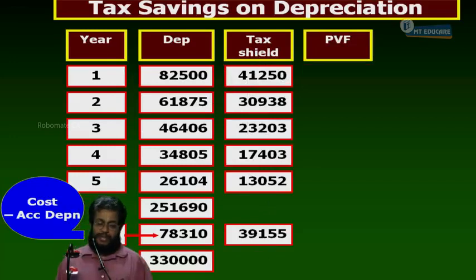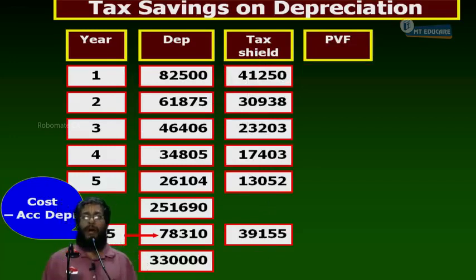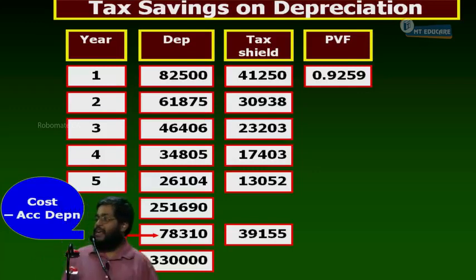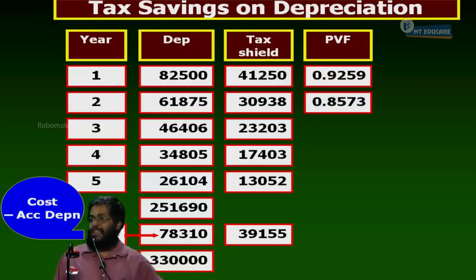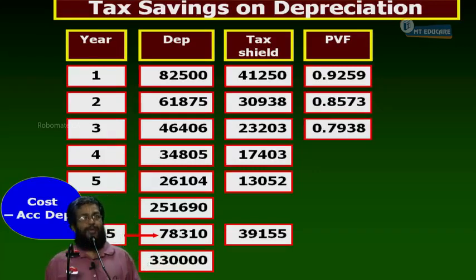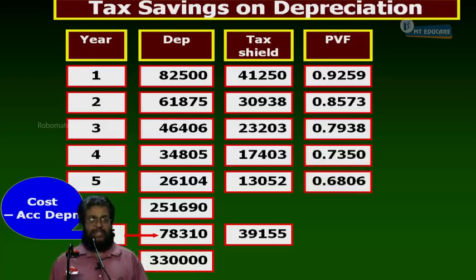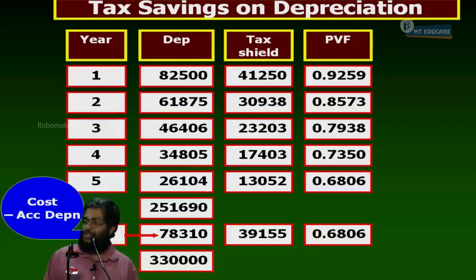Present value factor at 8%. Now, on the calculator, 1 divided by 1.08. What is the present value factor? 0.9259. Then 0.8573, then 0.7938, then 0.7350, then 0.6806. What is the next number? Don't sleep. For the fifth year it is again 0.6806.